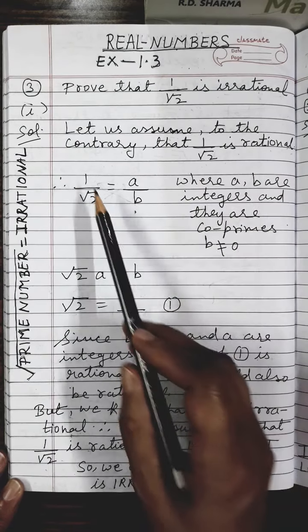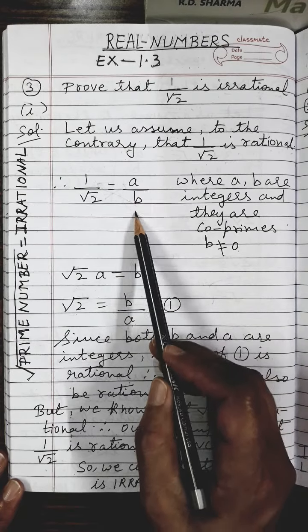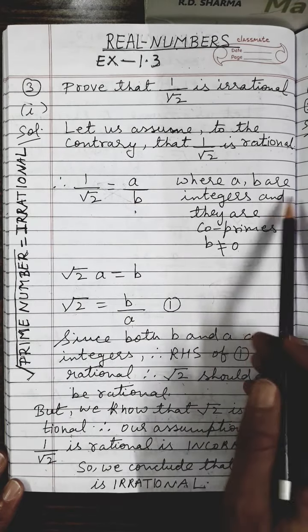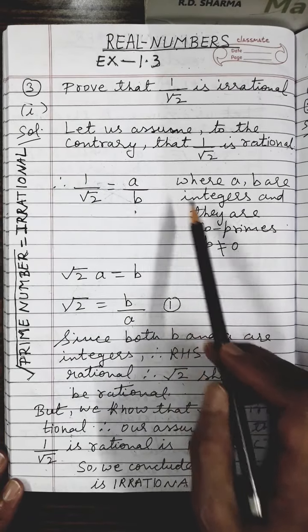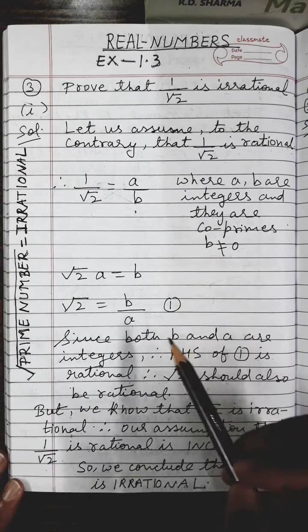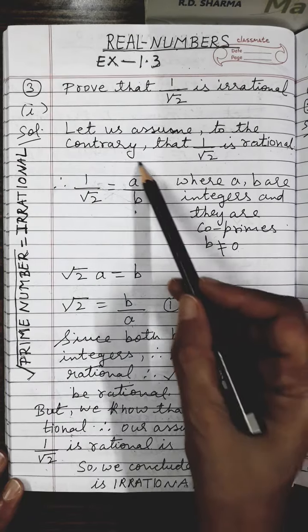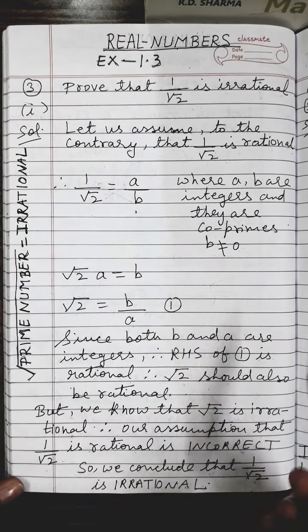So if 1 upon root 2 is rational, I can express it in the form of a rational number a upon b, where a and b are integers and they are co-primes. Co-prime means I cannot cancel them. A and B don't have any common factor. And of course B should not be equal to 0, because if B is 0, A upon B will become undefined. So this is what I have to write it as A upon B.